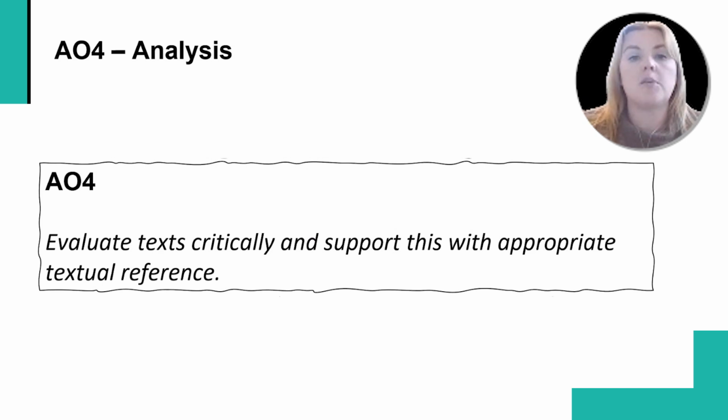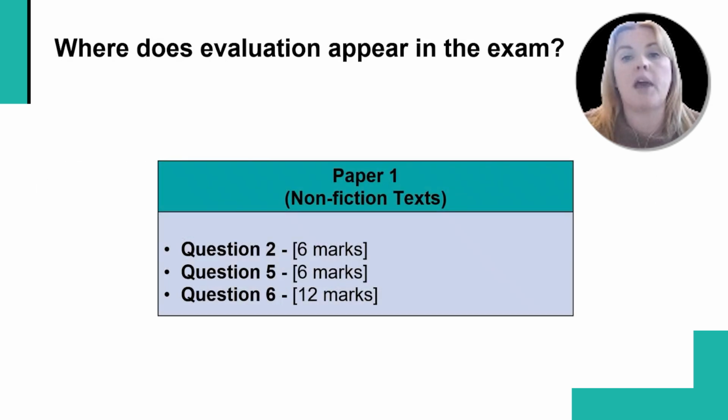So where does evaluation appear? The skill appears only in paper 1, but it is seen across various questions. Question 2, question 5 and question 6. It's a core skill that you will use both in your exam and across many other contexts outside of a GCSE.